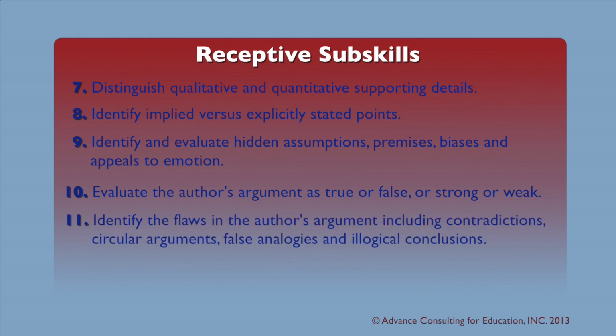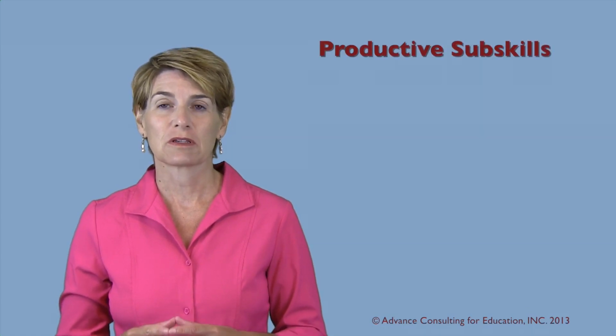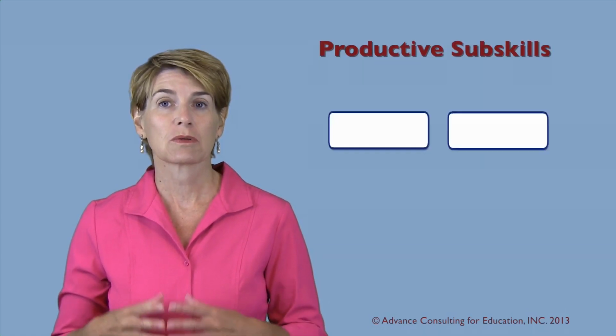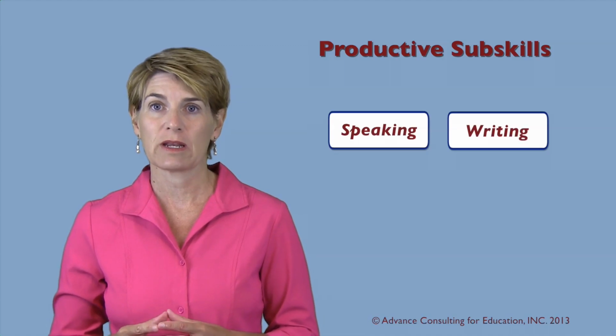Identify the flaws in the author's argument, including contradictions, circular arguments, false analogies, and illogical conclusions. Here are the productive critical thinking subskills that our students need. So these are the skills for speaking and writing.